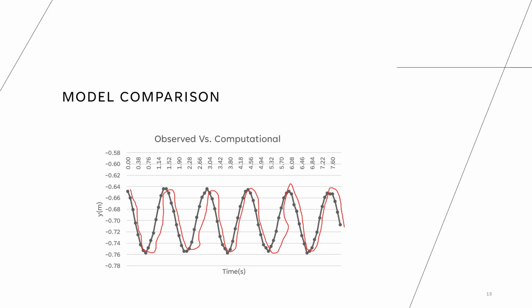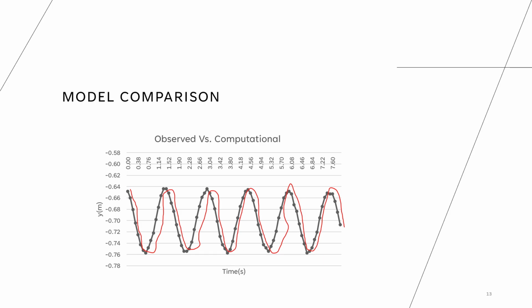Results. Model comparison. The observed motion is in black and the computational motion is in red. As you can see, the computational motion follows very closely with the observed motion, and the only likely error is due to minor errors with the tracker process.